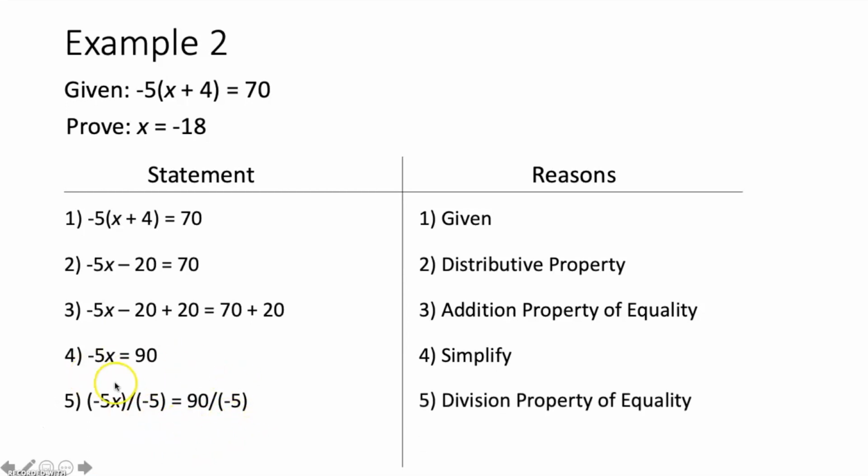Now all that's left is to simplify this. The -5 divided by -5, those are going to cancel each other out. And then 90 divided by -5 is going to give you -18. Again, all we did was simplify. So for your reason, just put simplify.